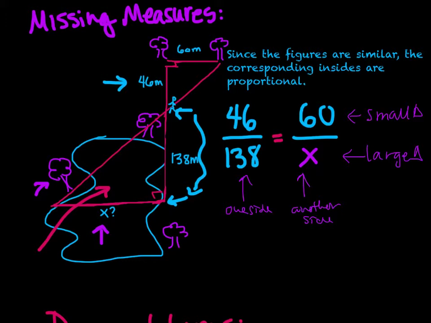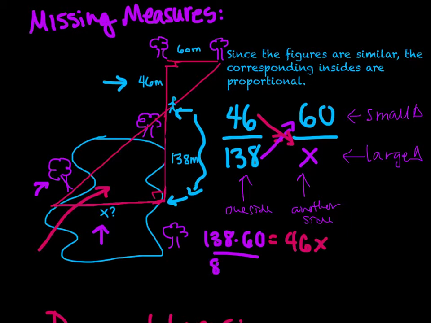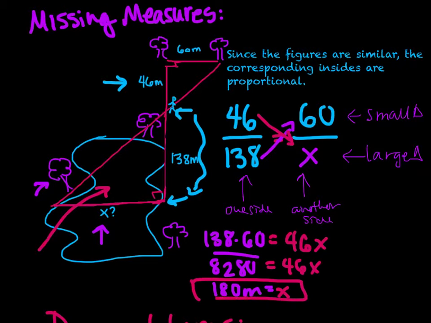So let's actually do the math here. We'll do it in a little bit of pink and purple. If I have 138 times 60, that is equal to 46 times X. So a little bit of math here. 138 times 60 gets us 8,280, and that is equal to 46x. We're going to then divide by 46, and we get 180 meters is that missing width of the pond. So that width right there is 180 meters.